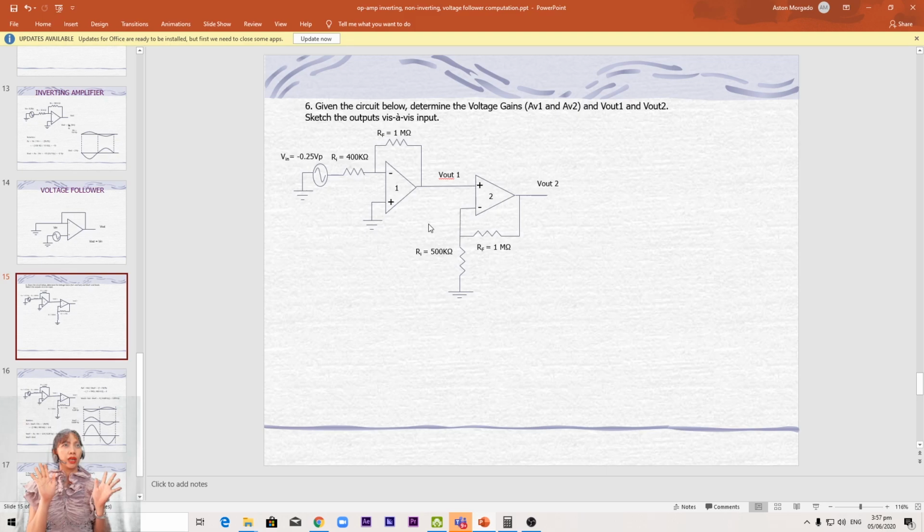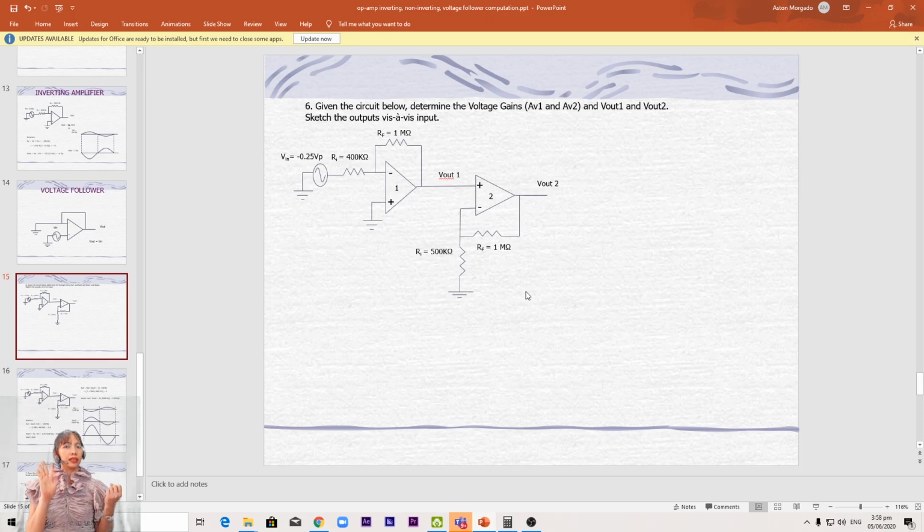Okay, so I hope you got it right. So op-amp number 1 is inverting. Okay, why is it inverting? Because the voltage input is connected at the negative. Okay, so therefore it is inverting. Okay, how about op-amp number 2? So the output of op-amp number 1 becomes the input of op-amp number 2. So therefore op-amp number 2 is inverting or non-inverting.